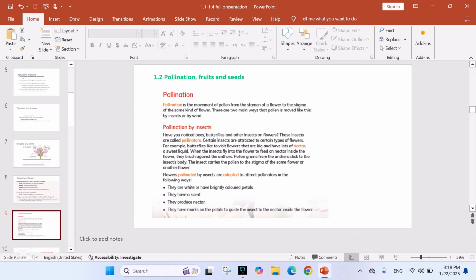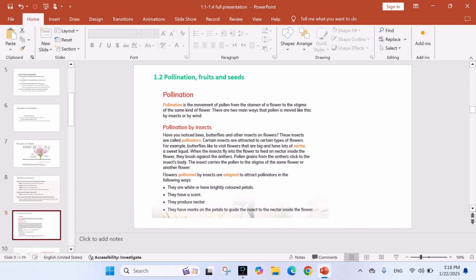These insects are called pollinators. Certain insects are attracted to certain types of flowers. For example, butterflies like to visit flowers that are big and have lots of nectar, a sweet liquid.